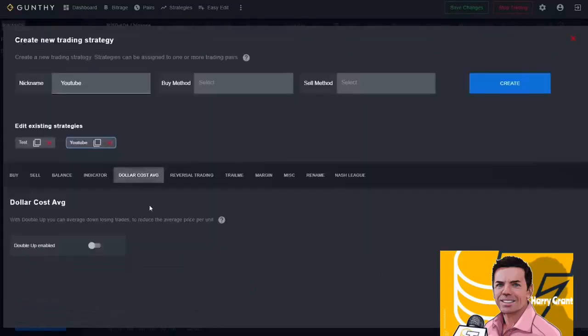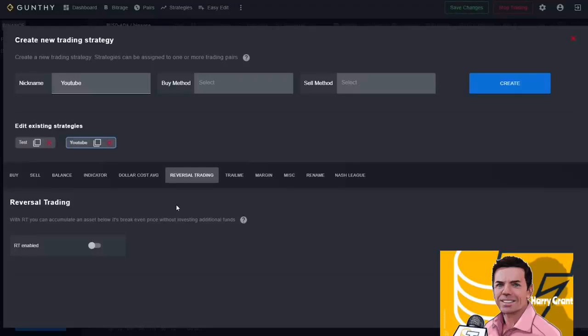And then I can choose more features such as dollar cost average. So do I want the bot to slowly buy as the price goes down? It's probably not the best idea, but you can experiment with that. There's also a feature called reversal trading, where basically if the price moves down, it will then sell, but then look to buy at a level further down.